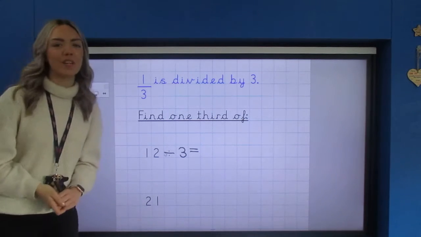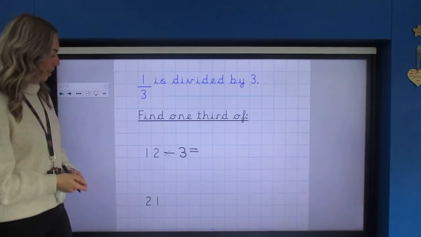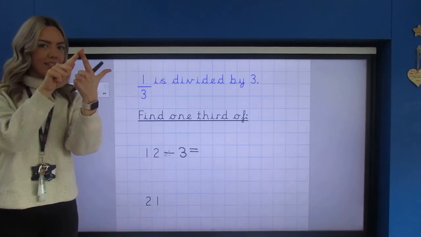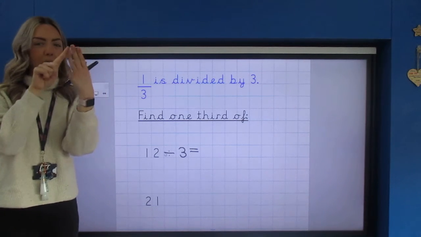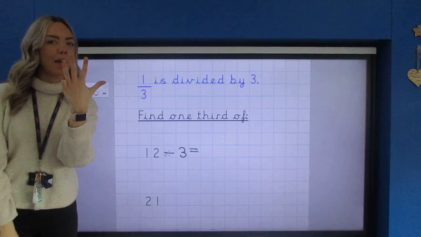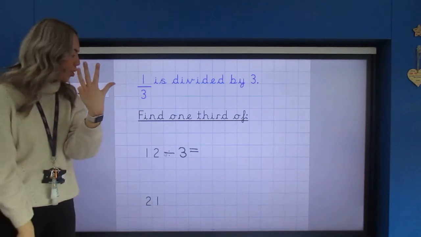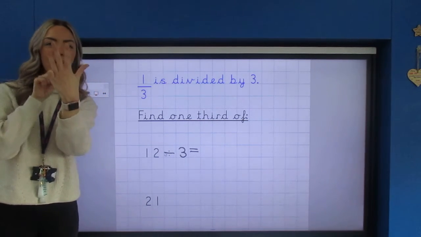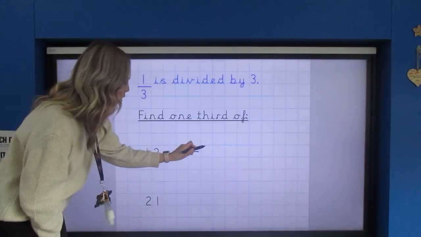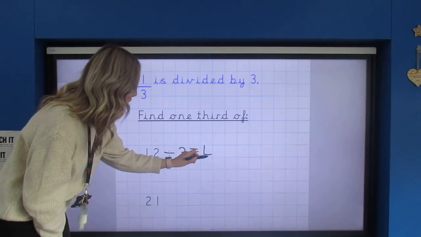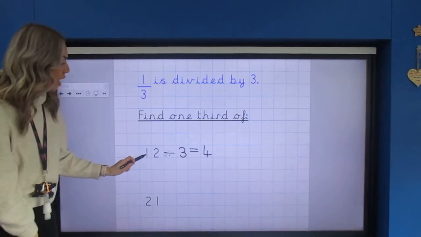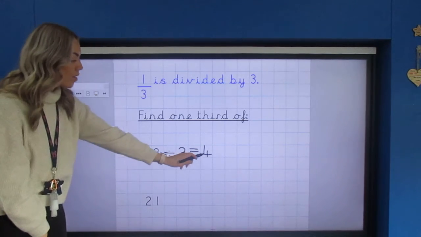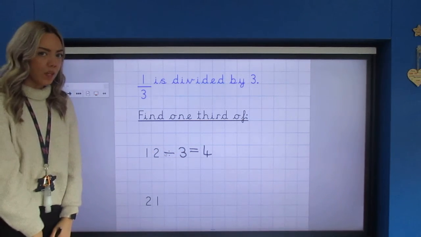Okay, so how are we going to solve this problem? Let's use our 3 times table. Are we ready? 3, 6, 9, 12. How many times have we counted in our 3s to get to 12? 1, 2, 3 and 4. Brilliant. So we know that if we share 12 into 3 equal groups, we would get the number 4.